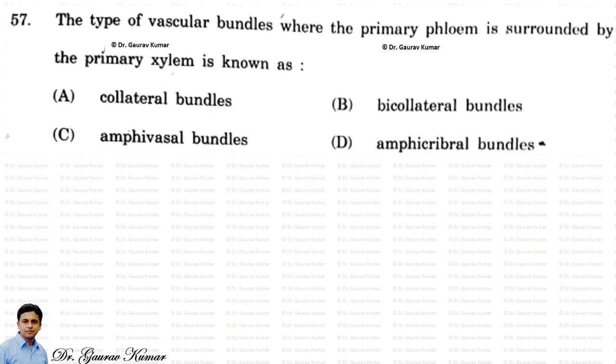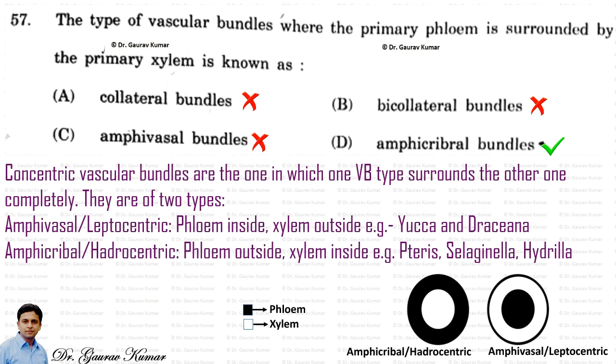Now this question was also wrongly marked in the previous video. The type of vascular bundles where the primary phloem is surrounded by the primary xylem is known as? I just marked the answer as amphicribal bundle, although the explanation I gave was completely correct. Actually this happened because this question was asked in terms of amphicribal bundle in 2014. I just thought that it is a repetition of that question and immediately answered. So the correct answer for this will be amphivasal bundles.